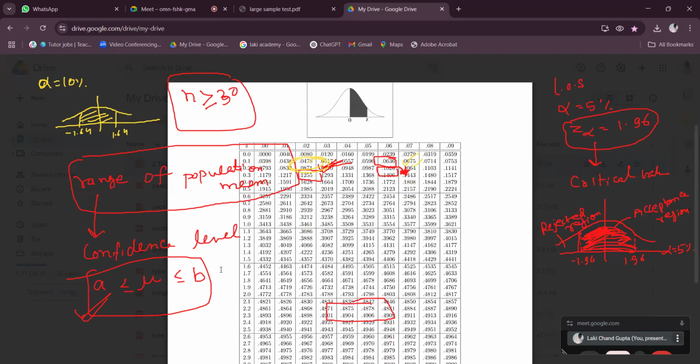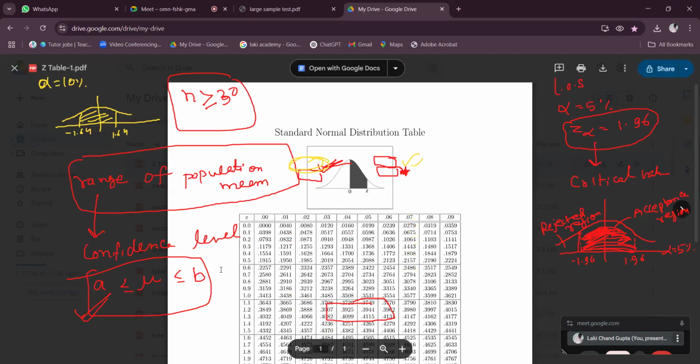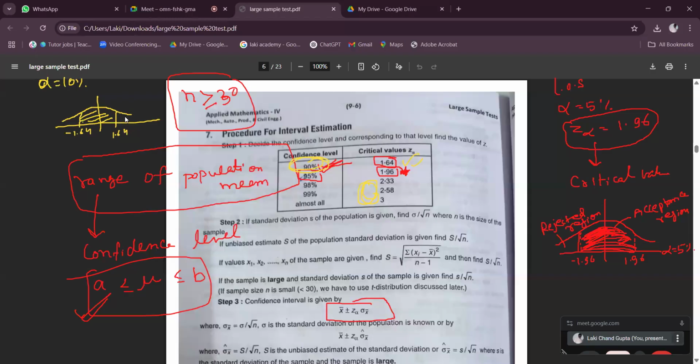There is a Z table. You can see the normal distribution table. Here Z is written. Okay, so no need to read the table. Just remember the value of Z at 10%, 5%, 2%, and 1%. Okay, and which is more useful? 95%.